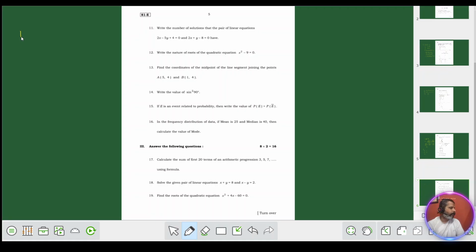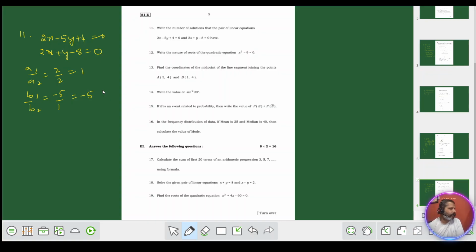11th one. Write the number of solutions that the pair of linear equations has. Just write the equations here. That is 2x minus 5y plus 4 equal to 0 and 2x plus y minus 8 equal to 0. So here a1 by a2 is what? a1 by a2 is equal to 2 by 2, 1. b1 by b2 is equal to what? Minus 5 by 1, that is minus 5.